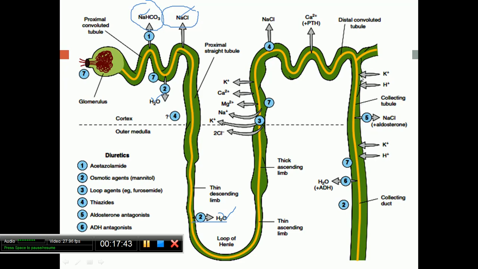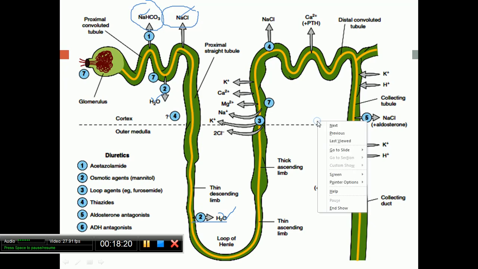Then there is the collecting tubule. Potassium and hydrogen ions are excreted out from the body. There are specialized cells in the collecting tubule which can carry out this function. And here sodium chloride under the influence of aldosterone is being reabsorbed. Again, potassium and hydrogen are secreted into the tubule. Here water is being reabsorbed under the influence of antidiuretic hormone.